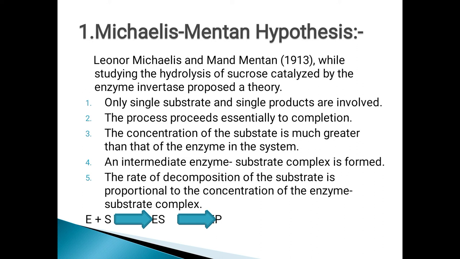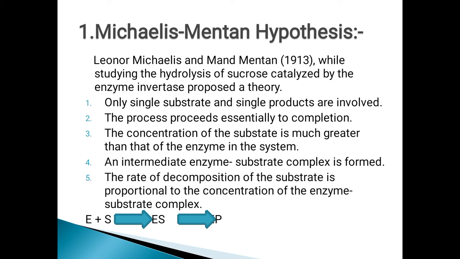The bonding in this complex is very weak. So the enzyme-substrate complex easily breaks down and is converted into the enzyme-product complex, meaning the substrate is converted into product. After that, the enzyme and product separate, leaving the product and the free enzyme. This free enzyme is used again and again in other reactions. That is the first mechanism of enzyme action.